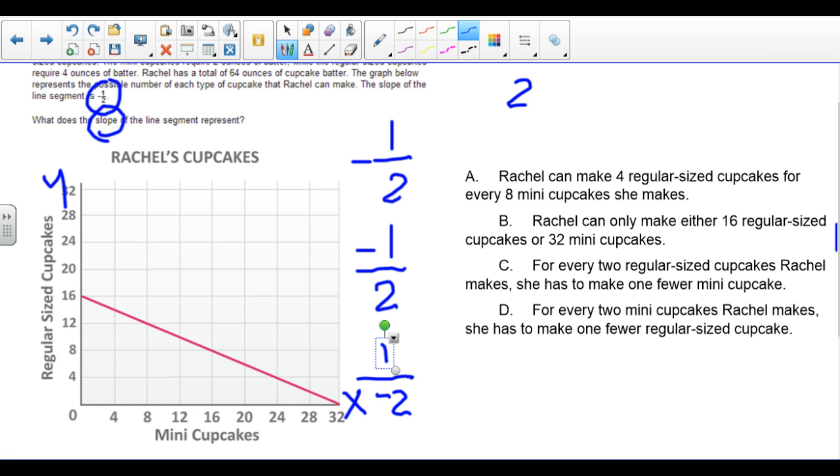And so we have to really take a look at the choices and see which one makes sense. Now we don't have to go ahead and find the slope because they already gave it to us. However, we still have to tell them what it represents. Now, please remember that slope is always delta y, the change in the y's over the change in the x's, rise over run.